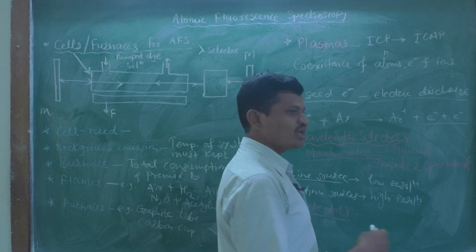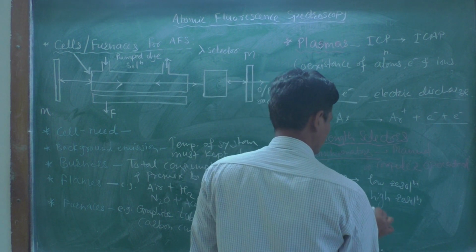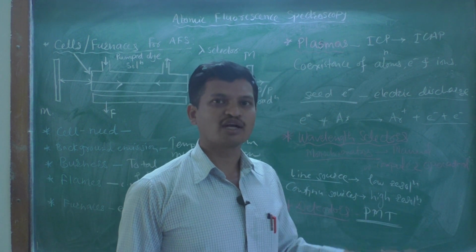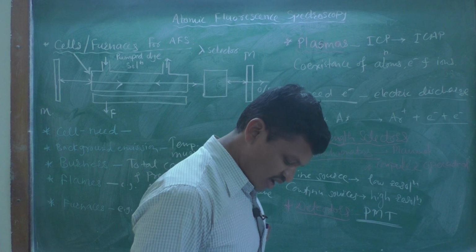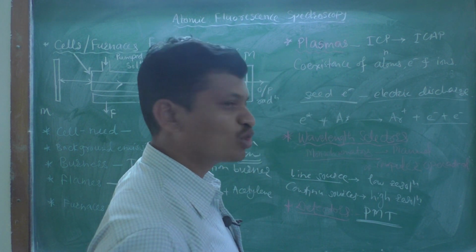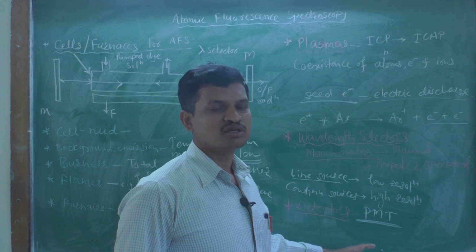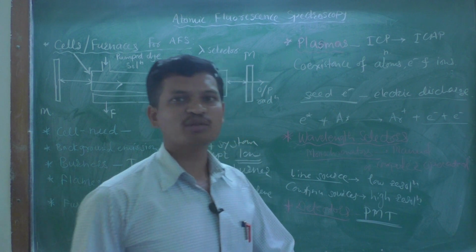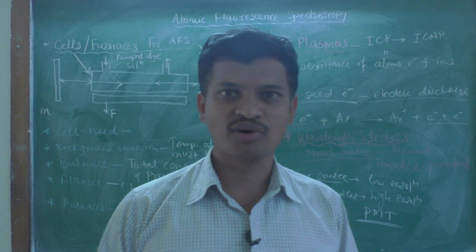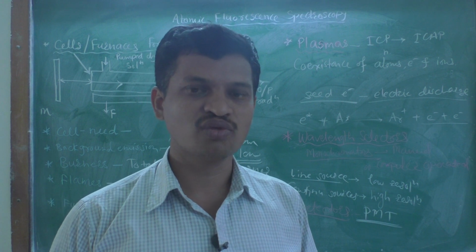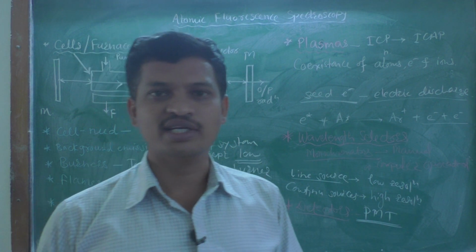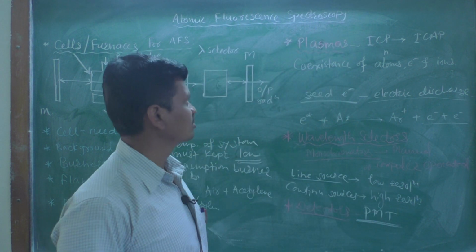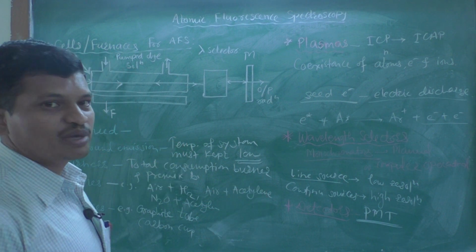A very famous detector is the PMT, which is also used in atomic absorption and atomic emission spectroscopy. That's why the photomultiplier tube is a commonly used detector in atomic fluorescence spectroscopy also. Others may be used, but they are of very little use. Widely used in the world is the photomultiplier tube as a detector in atomic fluorescence spectroscopy. So this is all about the instrumentation part of this atomic fluorescence spectroscopy.